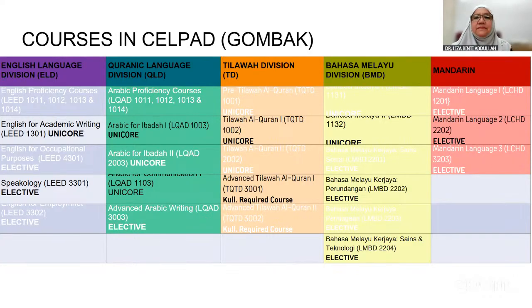Okay, we have the Bahasa Melayu division, in which we have Unicore and also levels 1 and 2. These are not very clear, so again, visit our website or ask our office. We have Bahasa Melayu and these are all the courses, and also Mandarin as I mentioned. Okay, I hope everything is okay at this point. Okay, I'm going to move on to another slide.